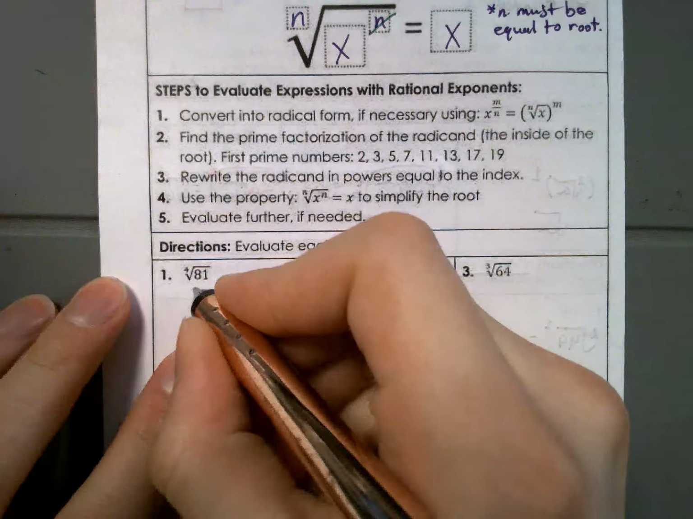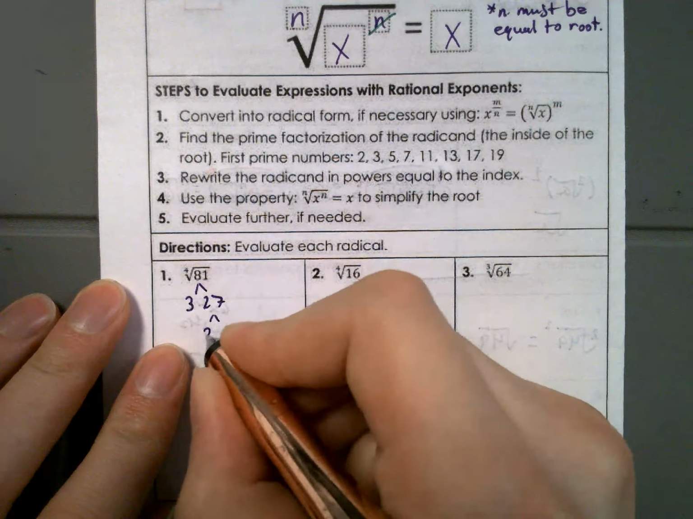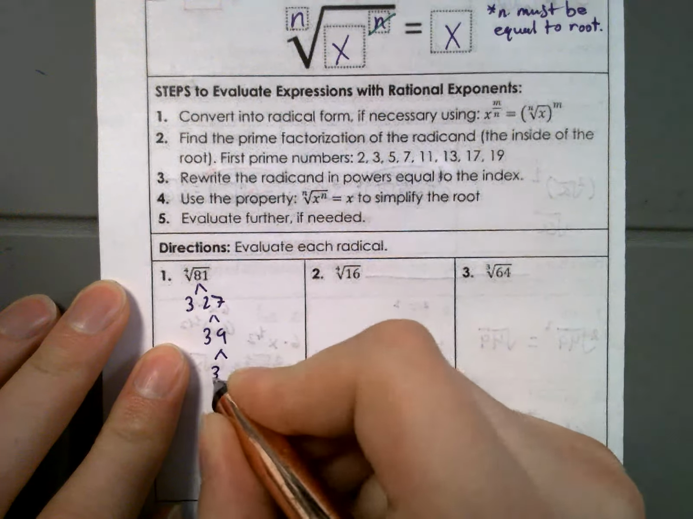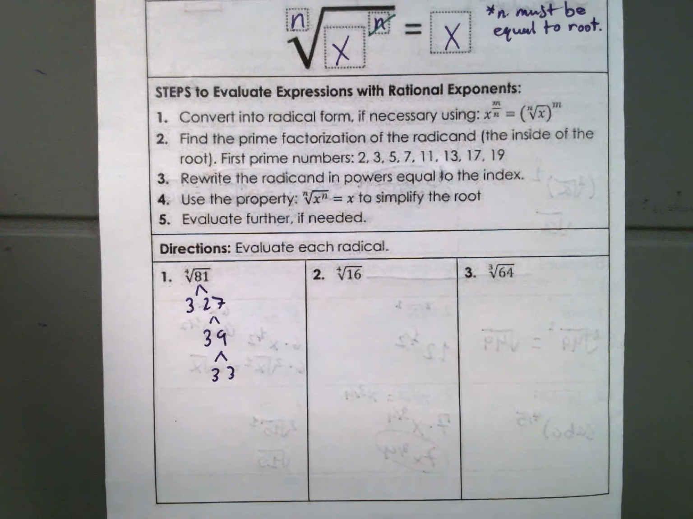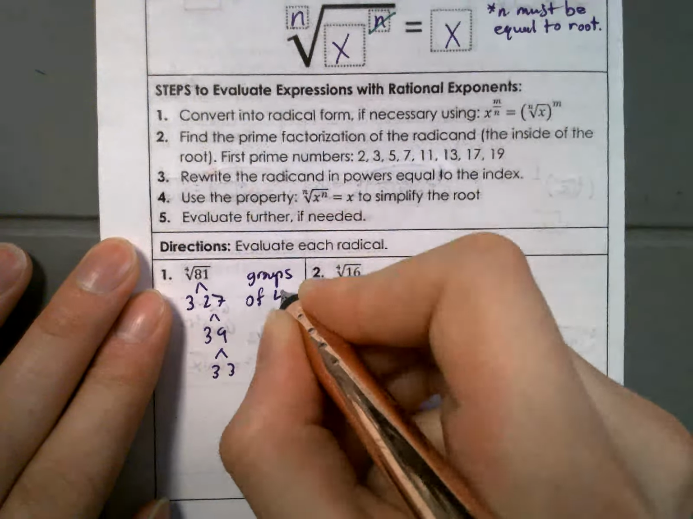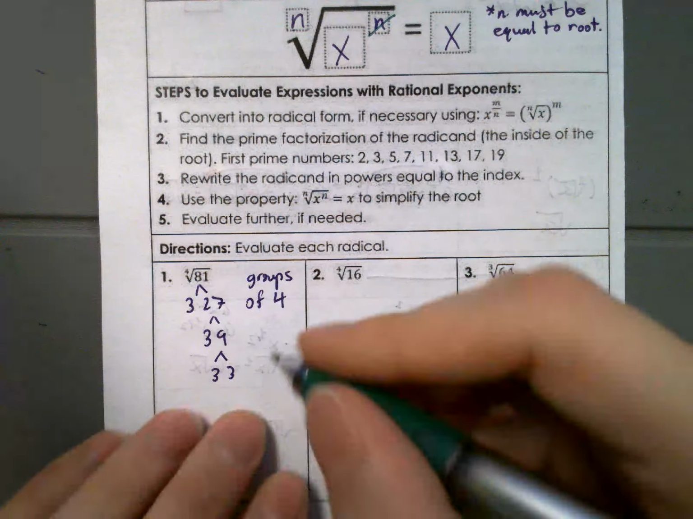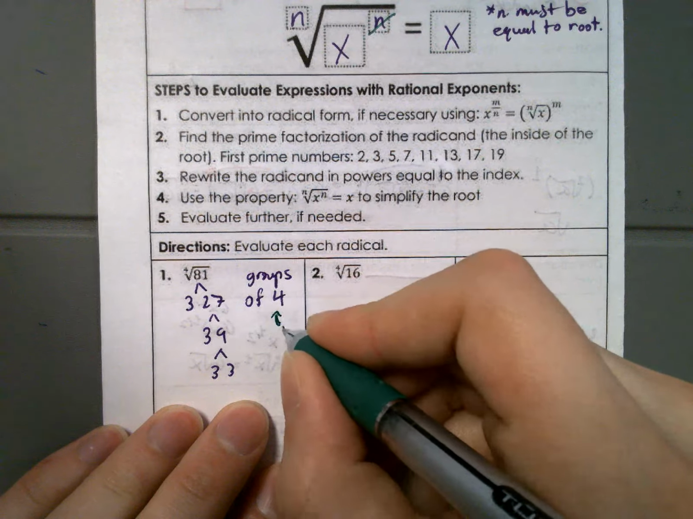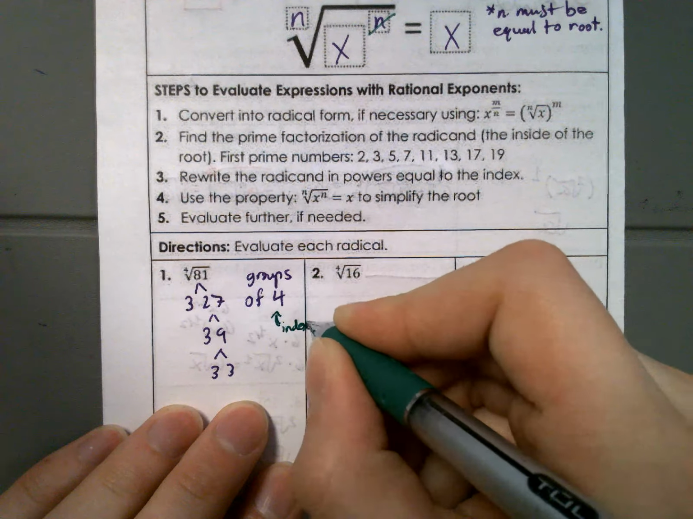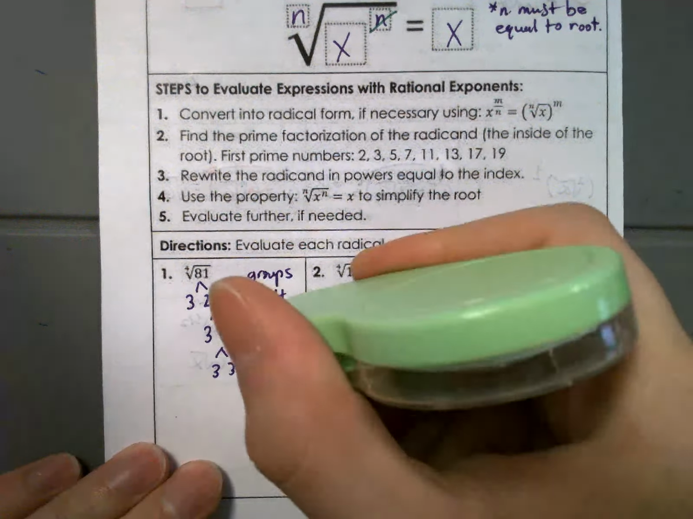Okay? So let's see. 81, we could put that into 3 and 27. Split that into 3 and 9. 9 splits into 3 and 3. Remember, you are looking for groups of 4. The number of groups is indicated by the index. Okay? Sorry, that was a bad place to write that. Did not come out nice.